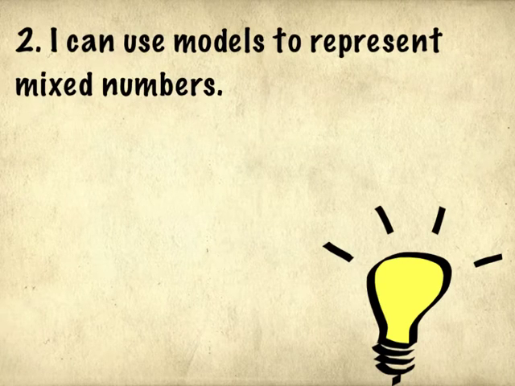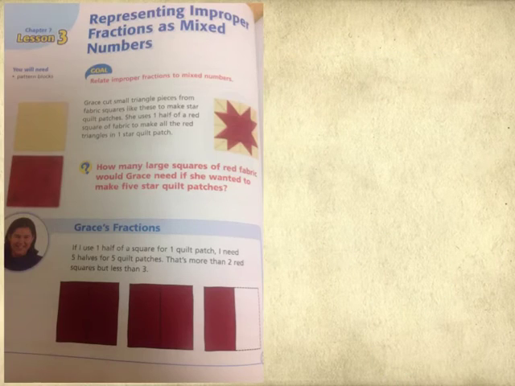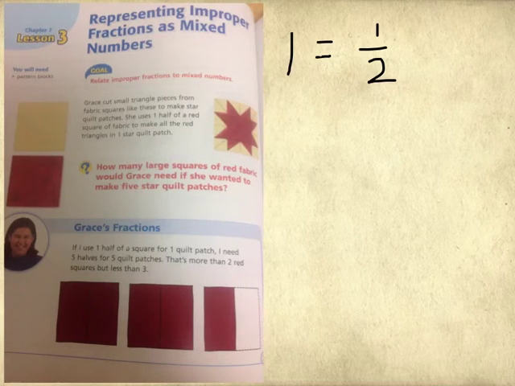Next, let's talk about using models to represent mixed numbers. So here we have Grace, and Grace is making some quilt squares, and it says that she needs to use half of a red square of fabric to make all the red triangles in one patch. So we want to know how many large squares of fabric she needs to make 5 patches. So Grace says if I use half of a square for 1 quilt patch, I need 5 halves for 5 quilt patches. That's more than 2 red squares, but less than 3. So we know that every time she wants to make one quilt square, she's going to use half of a fabric patch.